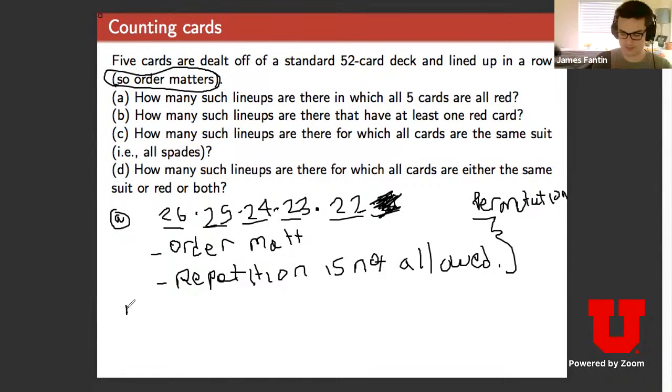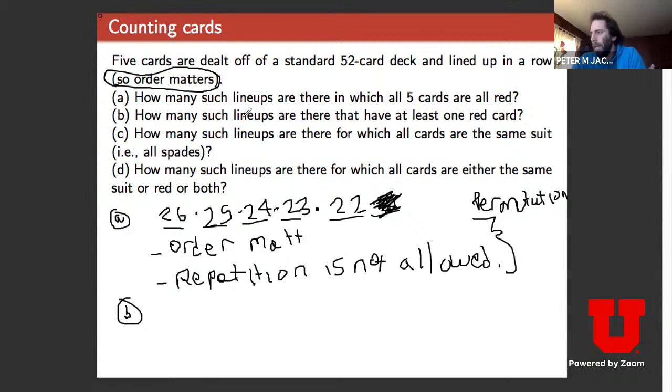Okay, the next one. How many such lineups are there that have at least 1 red card? There are a couple of ways to do this. One is that we could count up all of the ways to get exactly 1 red card, count up all the ways to get exactly 2 red cards, and do the same thing for 3, 4, and 5. But that would be annoying. It would be kind of painful. It would take a little while. So there's another way to think about this one.